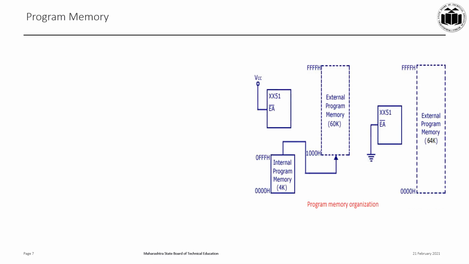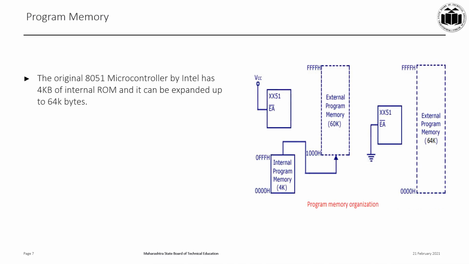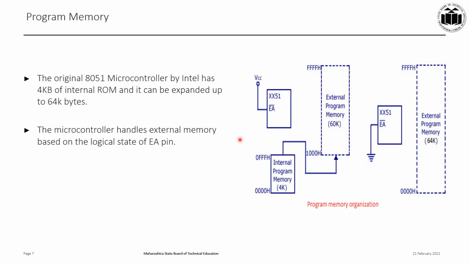Program memory. The 8051 microcontroller has an inbuilt 4 kilobytes of internal ROM, and this can be further expanded up to 64 kilobytes of memory. The microcontroller handles the external memory based on the logical state of the EA, external access, pin. When the external access pin is high, the microcontroller executes the program first from the built-in internal memory and then from the external program memory.